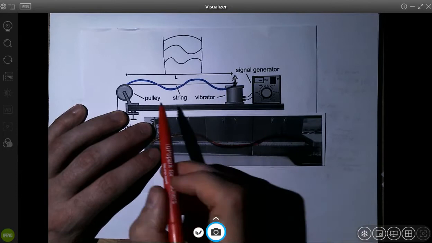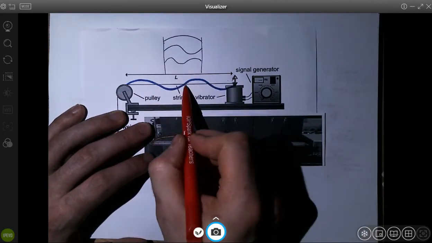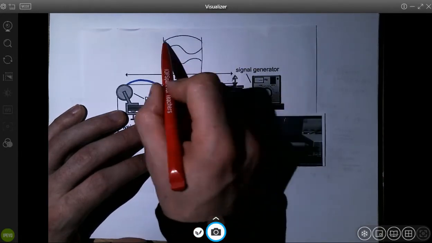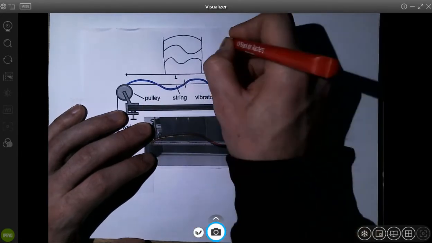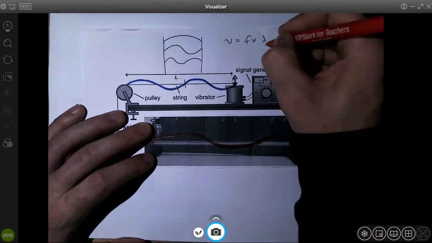You measure a number of wavelengths. So here I would be measuring 2 wavelengths, and then I divide by 2 to get to 1 wavelength. If I'd measured this, then I'd obviously multiply by 2 to get to 1 whole wavelength. And then simply the speed of sound is the frequency times the wavelength.